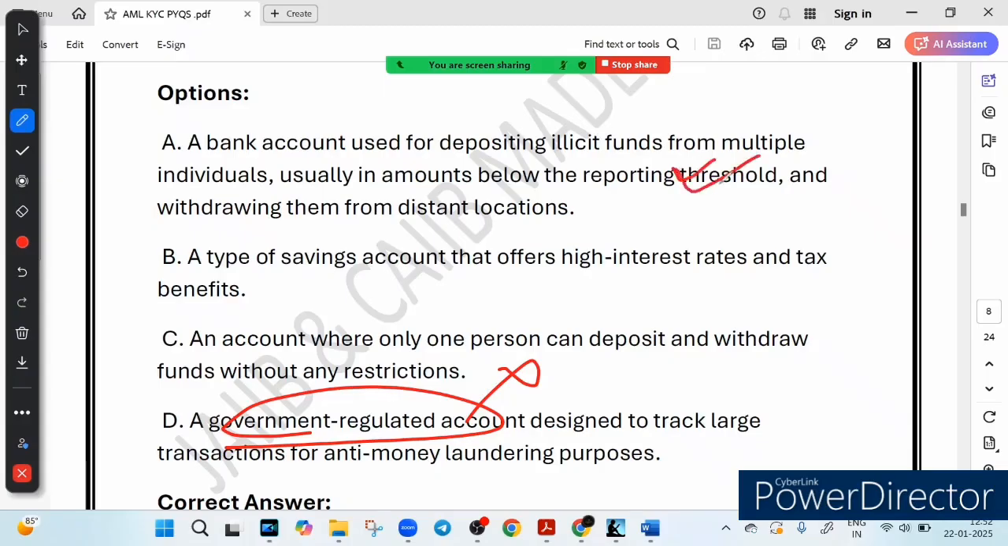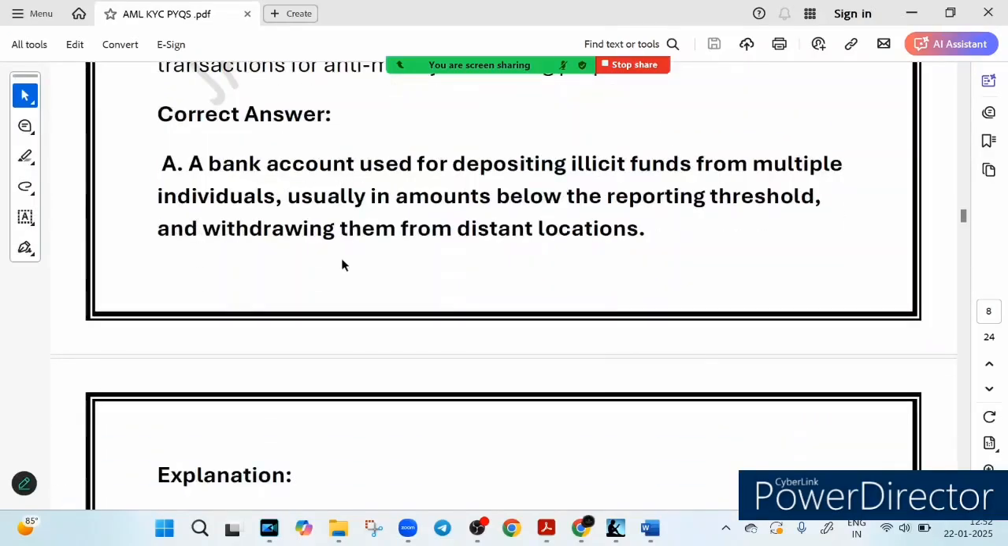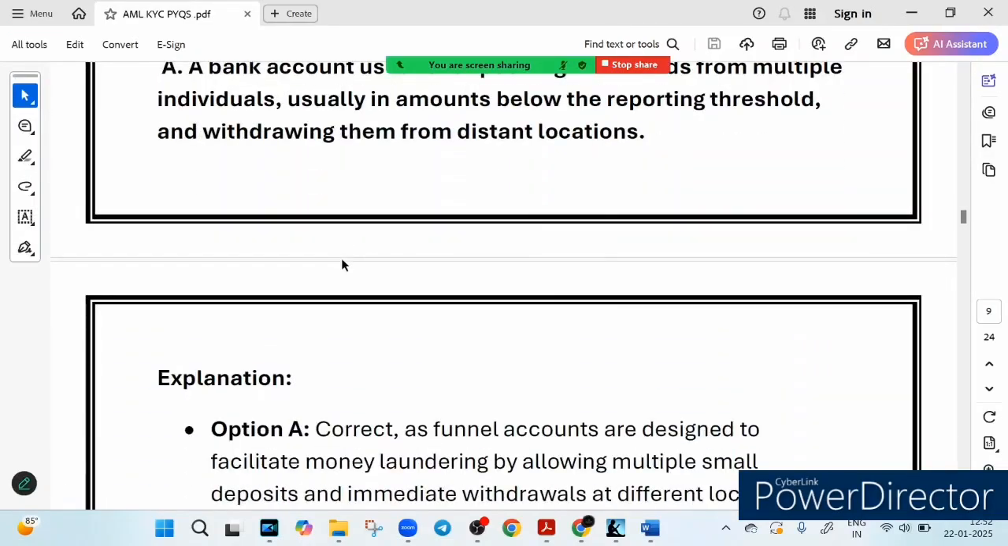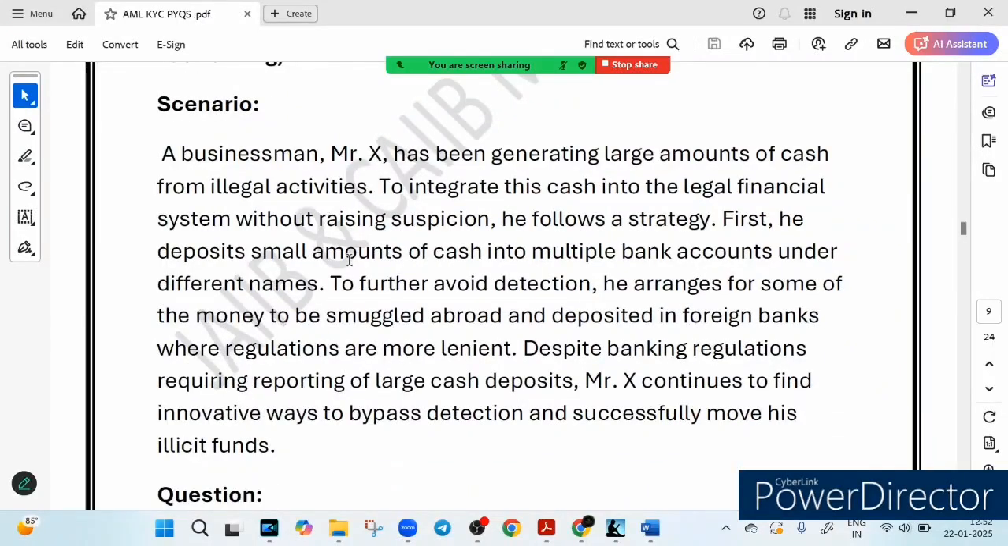So here is a quick recap. Option A, yes, that is correct. Funnel accounts are for small deposits and withdrawals across distant locations. Option B, a type of savings account that offers higher interest rate and tax benefit. No, they are not savings accounts. Option C, an account where only one person can deposit. No, multiple people are involved, not only one person. Option D, government regulated. No, this is not regulated by government. So option A is the correct answer here. Now let's move to the next question.